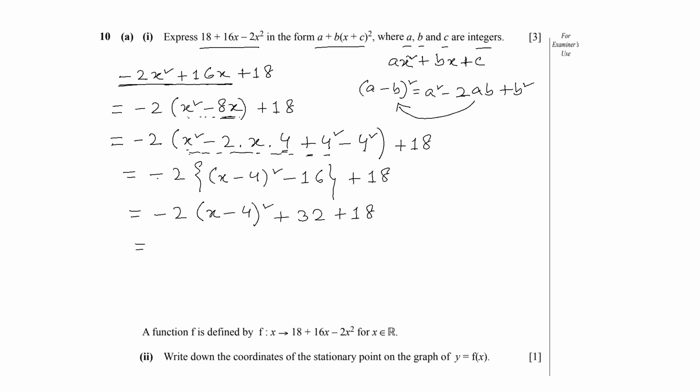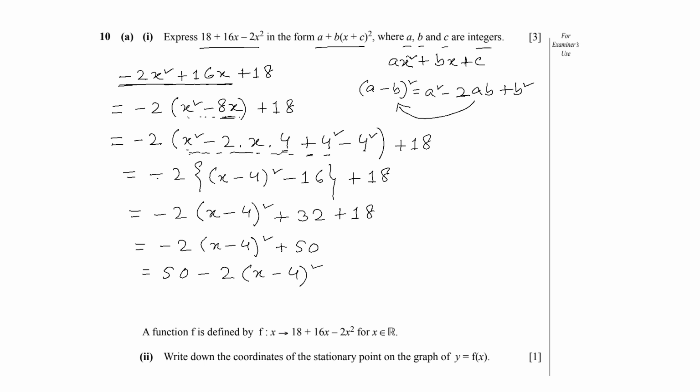Now in the next line we can write minus 2 times x minus 4 whole squared. 32 plus 18 is 50, so let me write 50 here. Let's write 50 at first, so I can write 50 minus 2 times x minus 4 whole squared. So now we have expressed our given quadratic expression in the form of a plus b times x plus c whole squared.